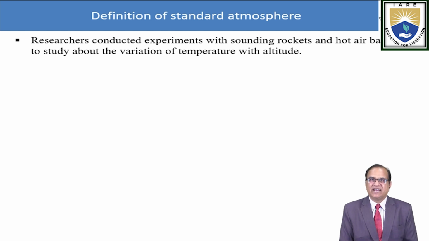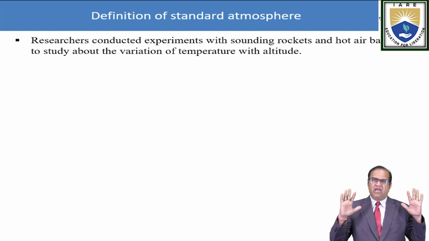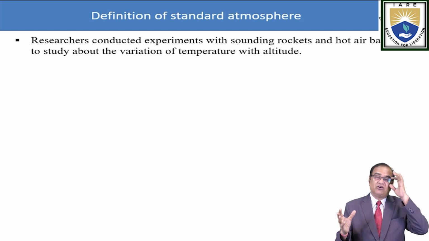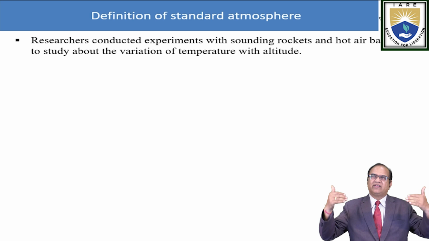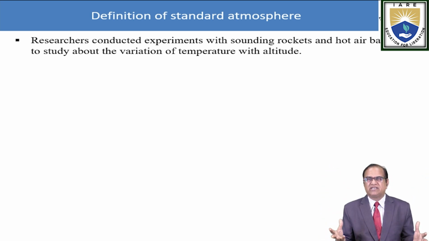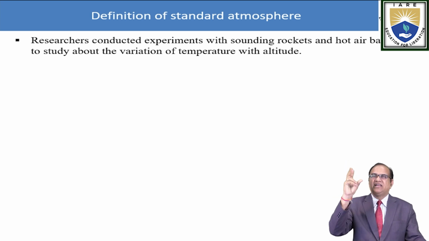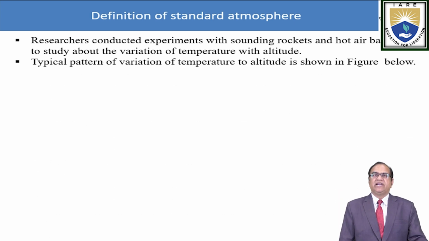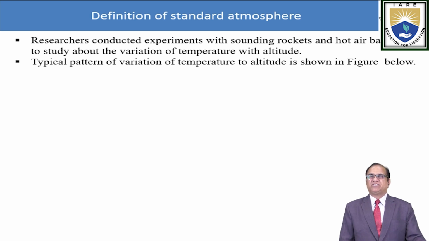So researchers conducted experiments with sounding rockets and hot air balloons to study the variation of temperature with altitude. In every country, there is a meteorological department. These departments send sounding rockets and hot air balloons time and again, and they assess at what height what the variation of the temperature is. The typical pattern of variation of temperature with altitude is shown in the figure.